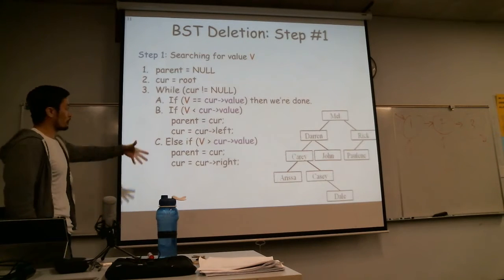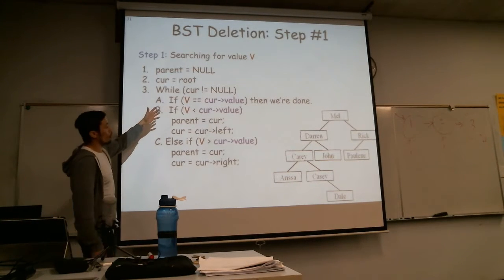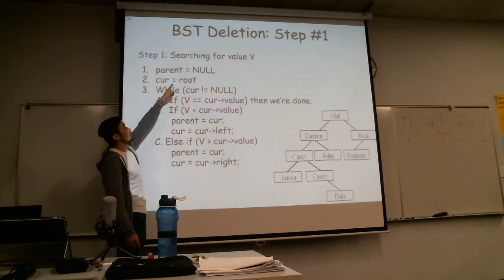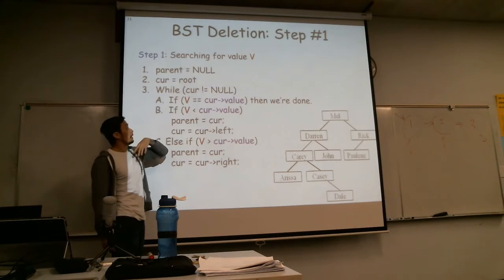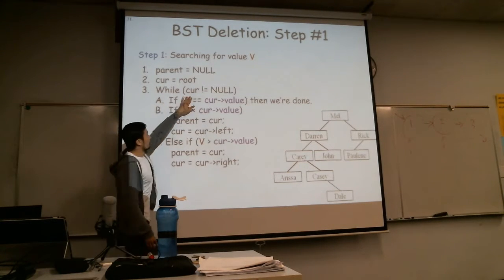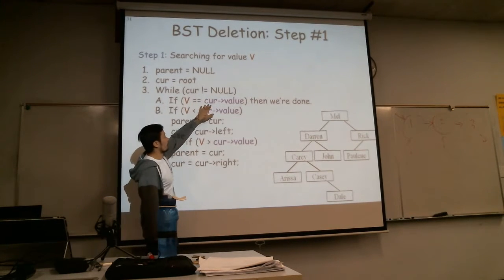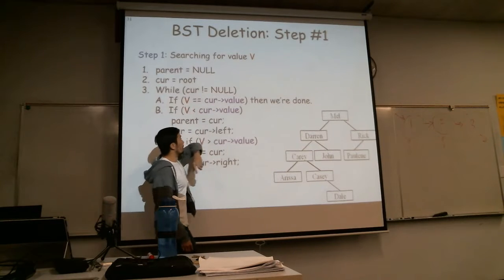Here's the first part of the algorithm. This is just looking for the value, right? So we have 2 pointers, one which will point to the parent of a node, and a current pointer, which is what we had previously for binary search, right? And so while the current node is not null, we simply ask, is the node that we're looking for the current node? If so, then we're done.